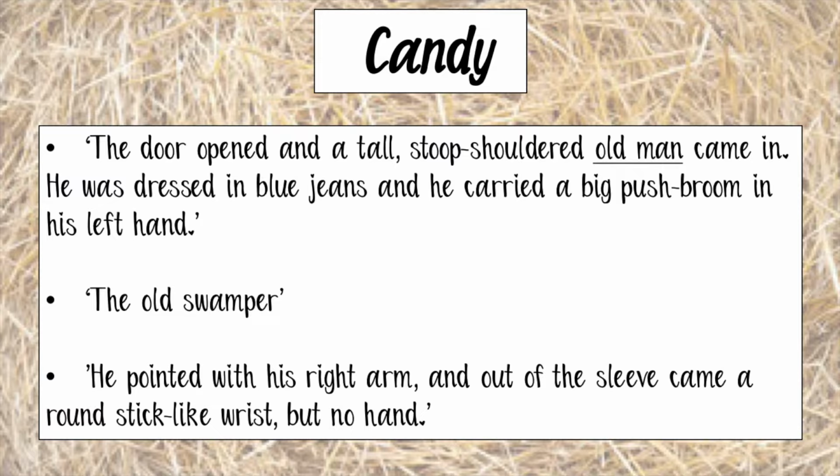And we know that Candy is an old swamper. A swamper on a ranch was a general labourer, someone that would go around and do the odd jobs on the ranch. Very soon afterwards, we find out that he is also disabled. "He pointed with his right arm, and out of the sleeve came a round stick-like wrist, but no hand." So when we first meet him, we start to sense that vulnerability.